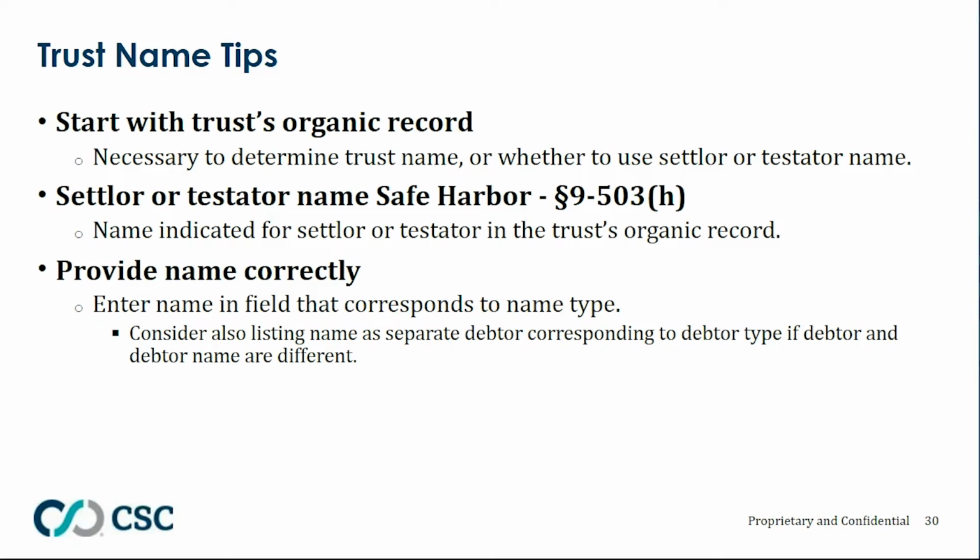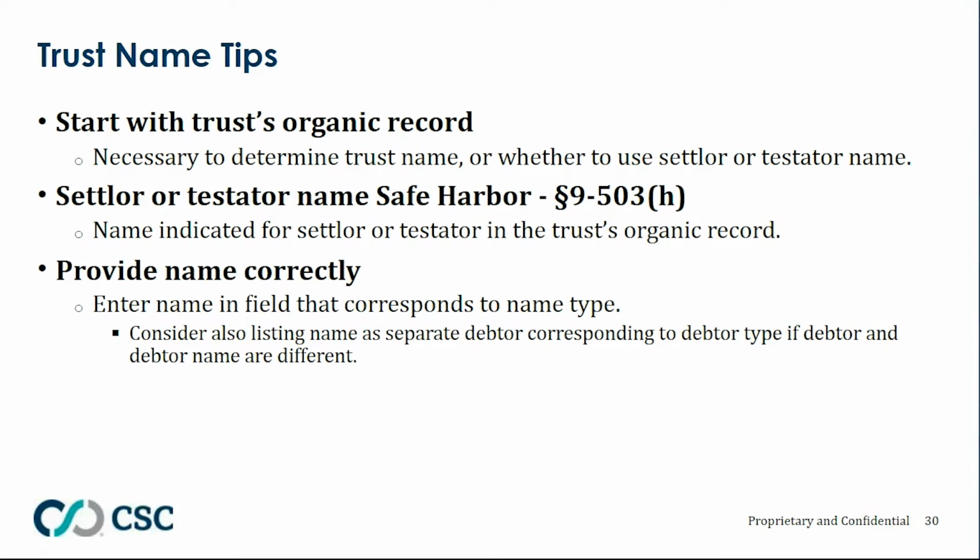However, or I should say if the settlor was an organization. But there are some who argue, and very respected commentators who argue, that the name has to go in the field that corresponds to the nature of the debtor, not the nature of the name. So if there's a conflict there, a safe practice would be to consider taking the belt and suspenders approach and providing the name both in the field that corresponds to the nature of the name and also in the field that corresponds to the nature of the debtor.